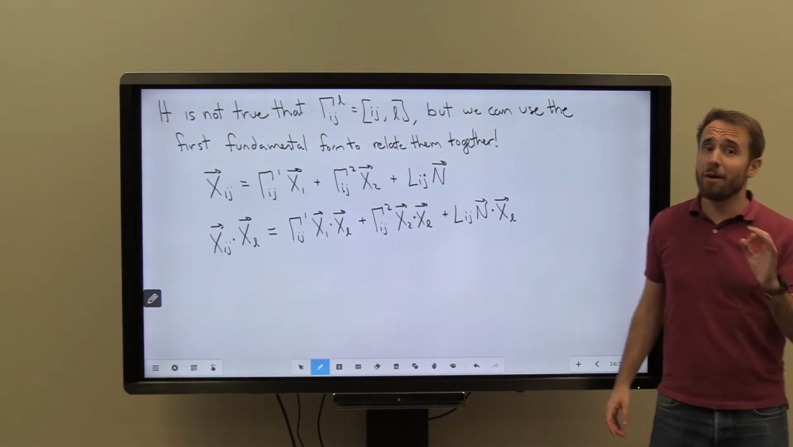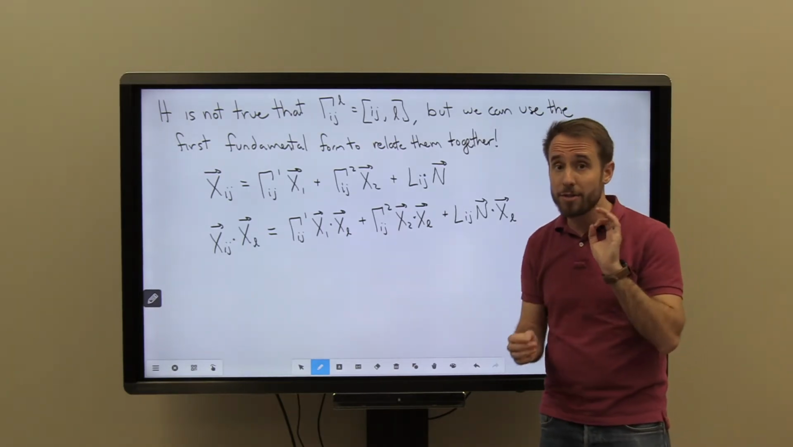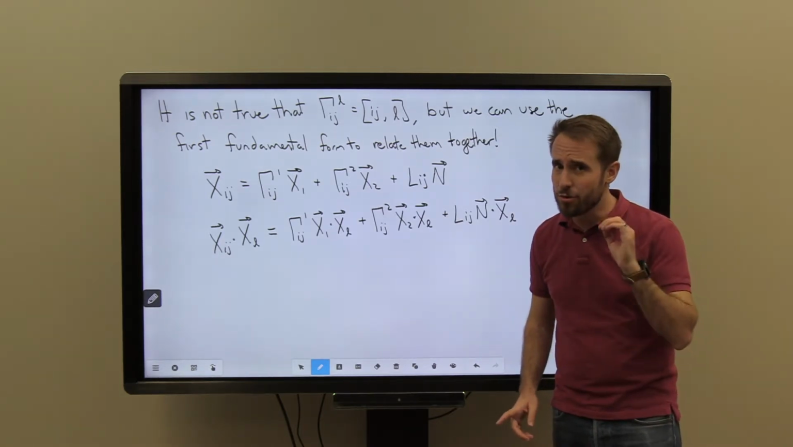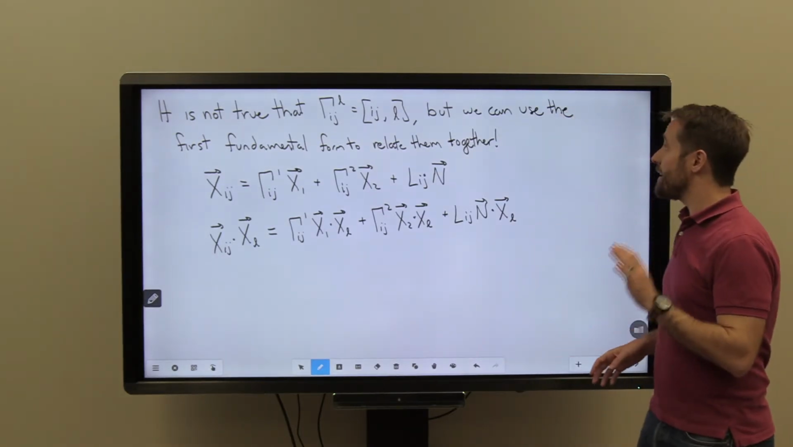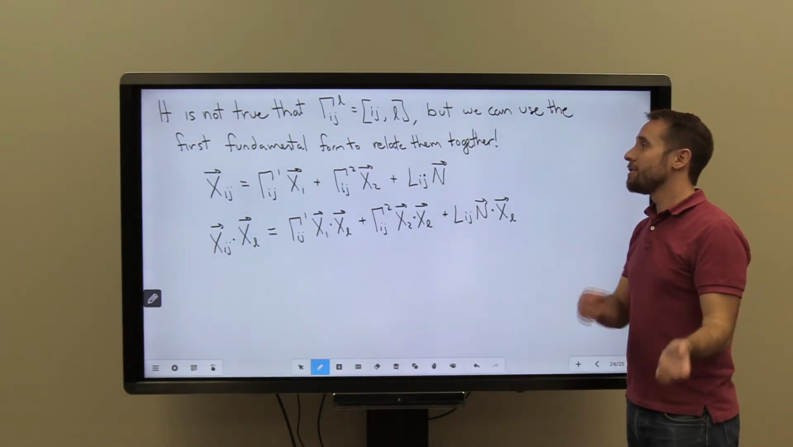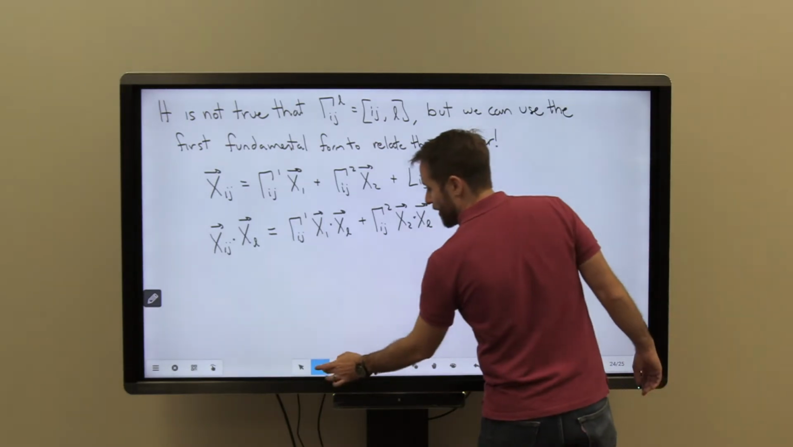Perfect. Now, I said earlier that this expression was not the same thing as my Christoffel symbol, my gamma of ijk. And that's true, unfortunately. It turns out, though, that we can use the first fundamental form itself to relate these 2 objects together. And here's how, or here's why.